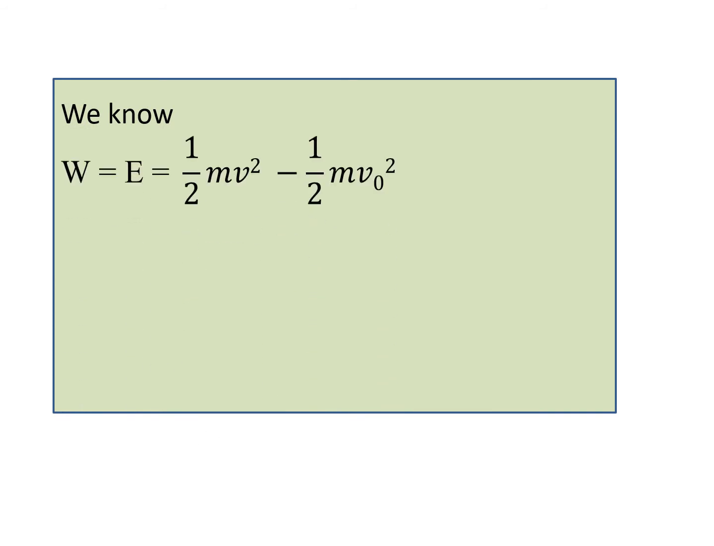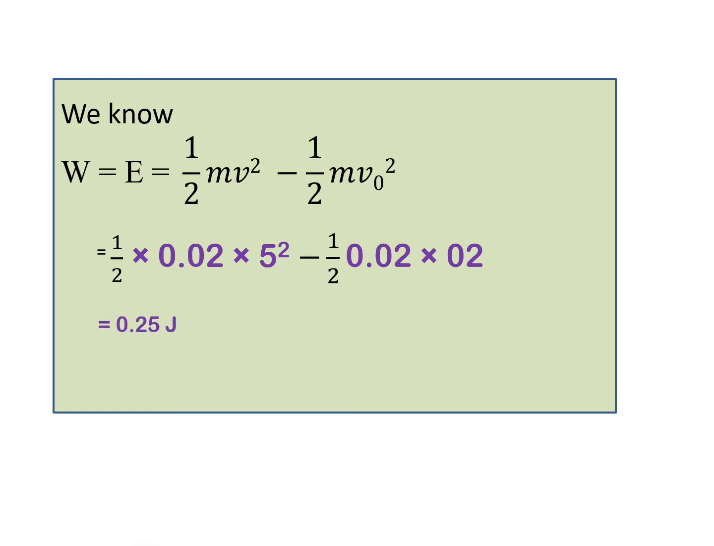It's very easy. We know the formula half mv square minus half m v naught square. So we can write half product 0.02 product 5 square minus half 0.02 product 0 square. From this, if you calculate by calculator, you will get 0.25 joule. Okay, that is the energy change.